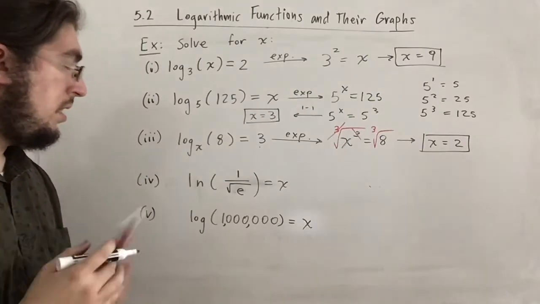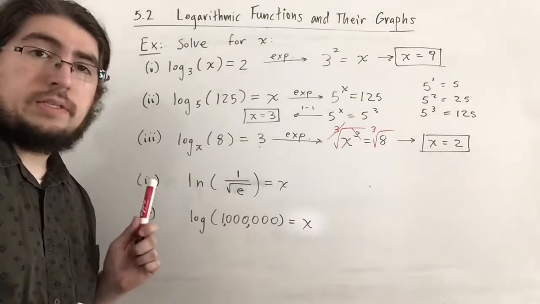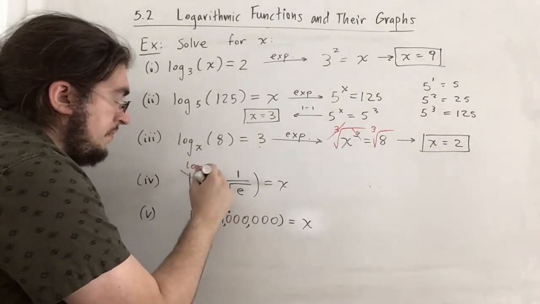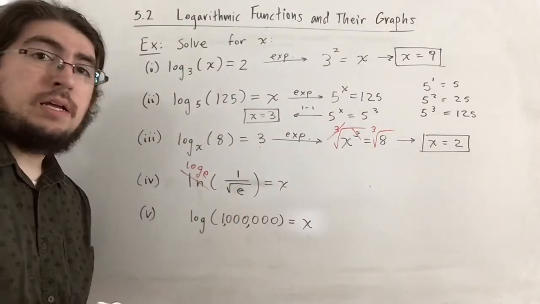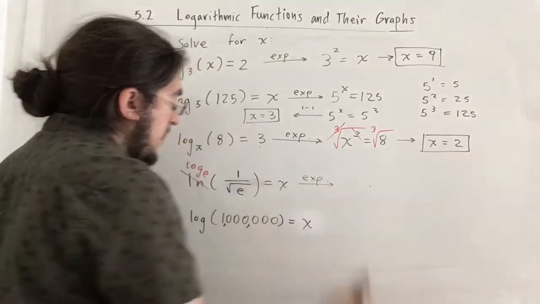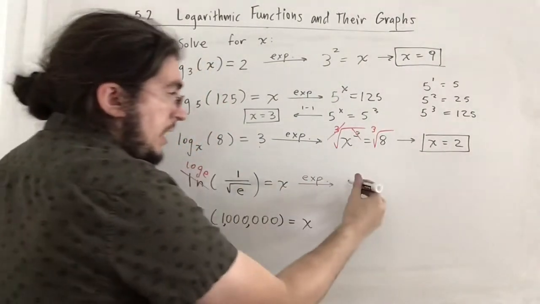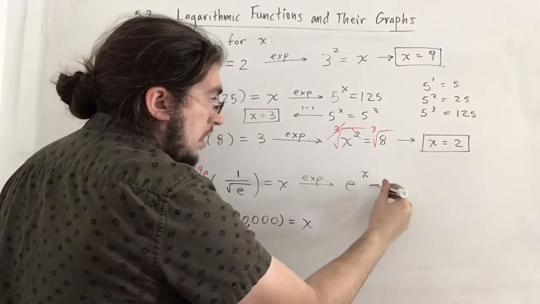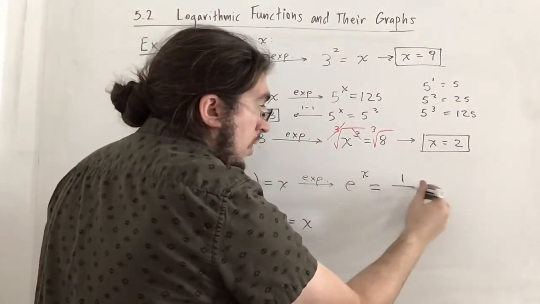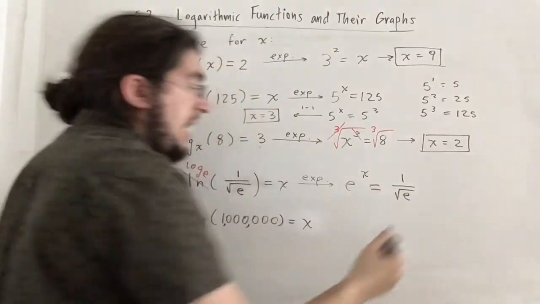Nice. This next one is going to be a little difficult. We know this is log base e, so keep that in mind. Converting this to exponential now shouldn't be too bad. We get that the base e to the power of x, because logs solve for powers, must be equal to the inside, 1 over the square root of e.